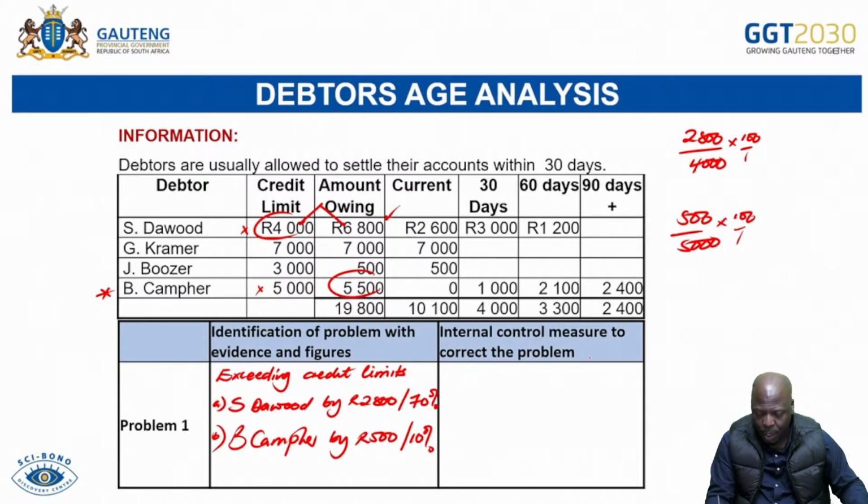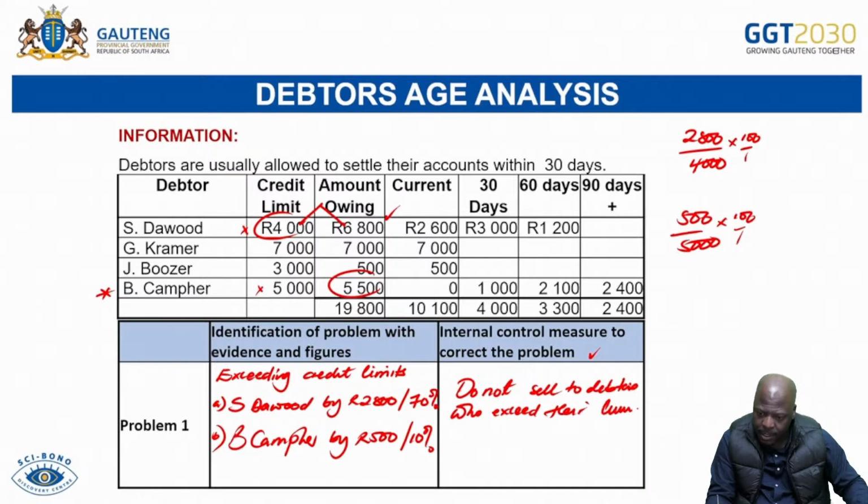What do we do? Internal control measures to correct this problem. We must stop selling to debtors so that they do not exceed their credit limit. Okay, so do not sell to debtors who exceed their limit.